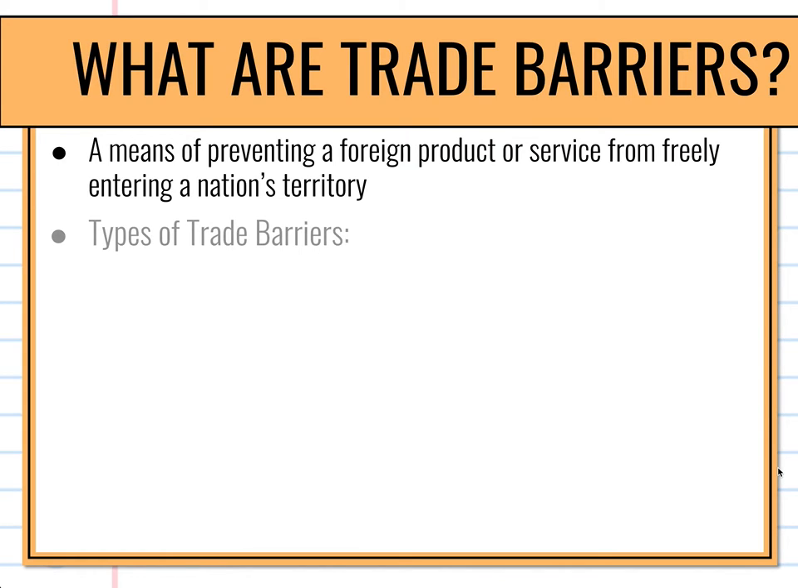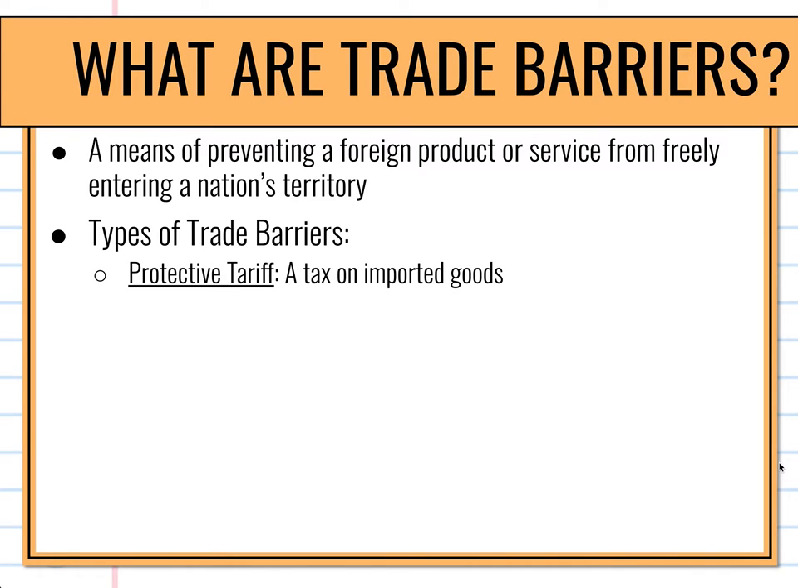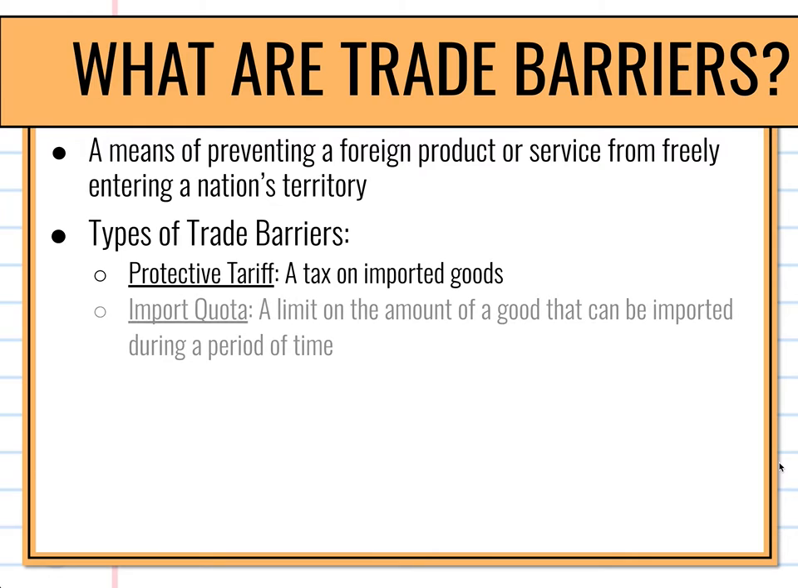We have 4 different types of trade barriers. We have what's known as a protective tariff, which is a tax on imported goods. We have an import quota, which is a limit on the amount of a good that can be imported during a period of time.